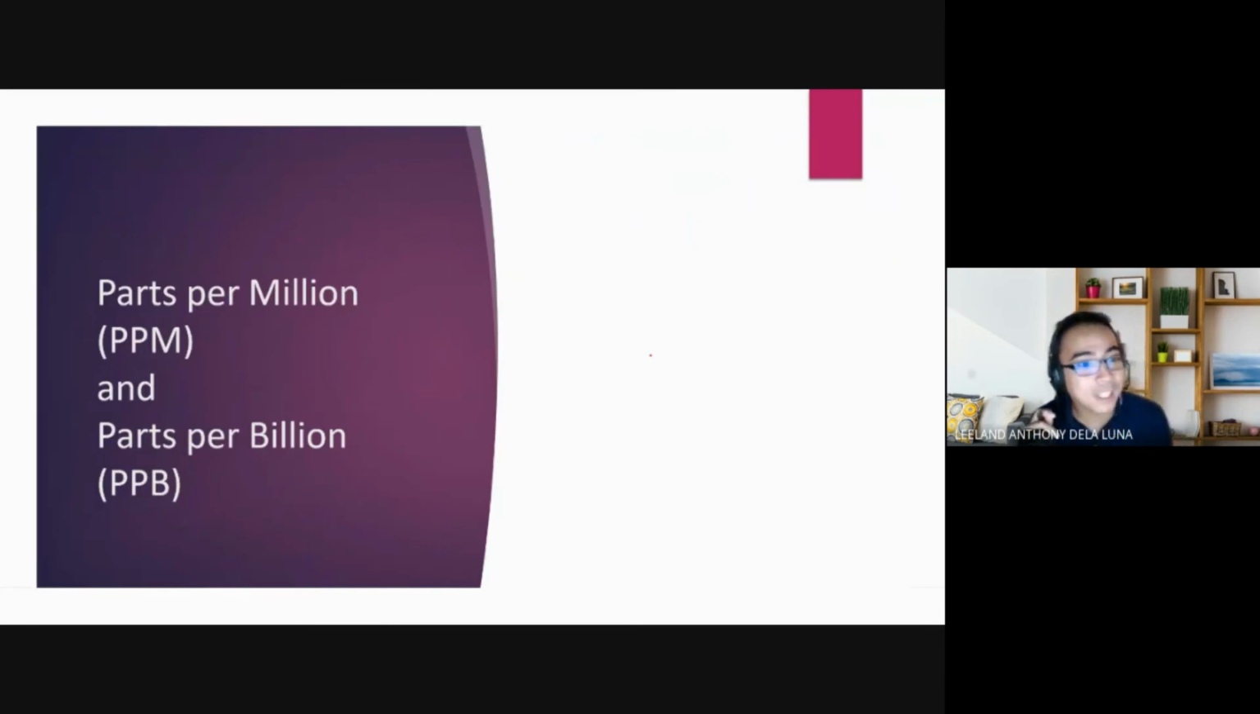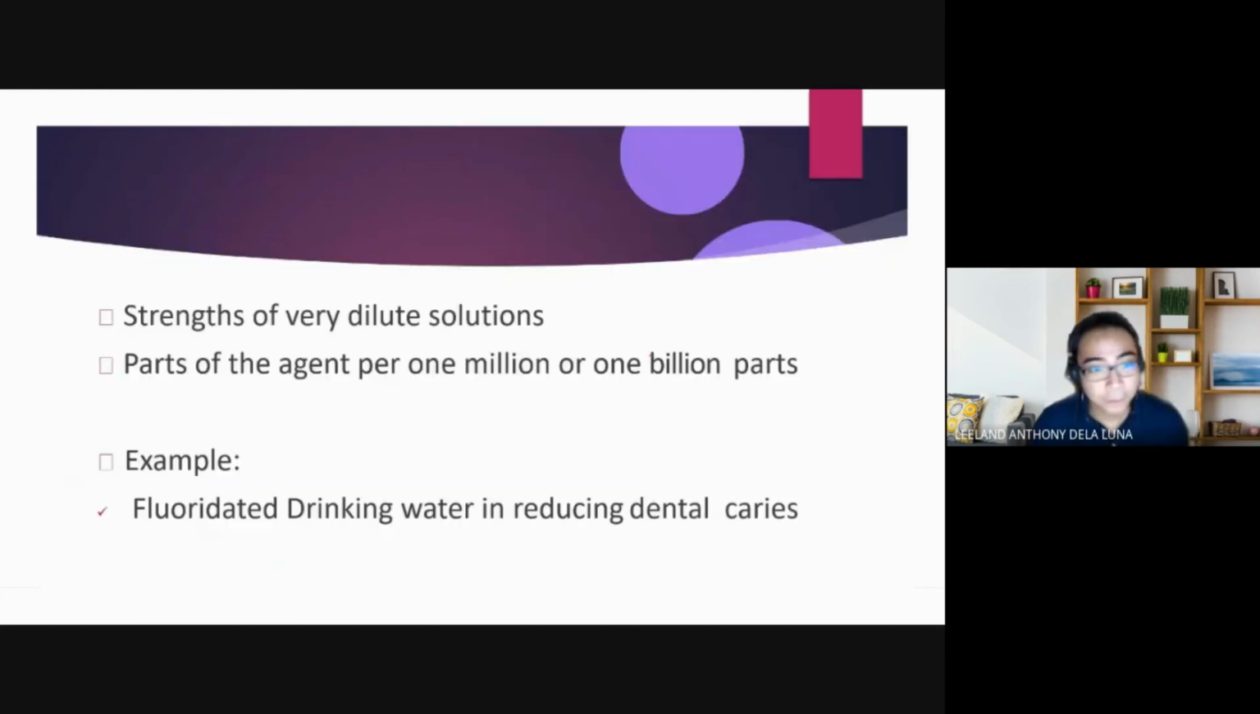Next one class, parts per million and parts per billion. Kaya inumpisa natin siya with ratio strength kasi class, it's in relation to this one. Kumbaga gagamitin natin ang ratio strength to express our concentrations in terms of ppm or ppb. Normally class, ginagamit natin yung parts per million or parts per billion if the solute is very dilute, or kumbaga the strength of the solution is very dilute. Okay? Like halimbawa class, the amount of chlorine in the swimming pool.